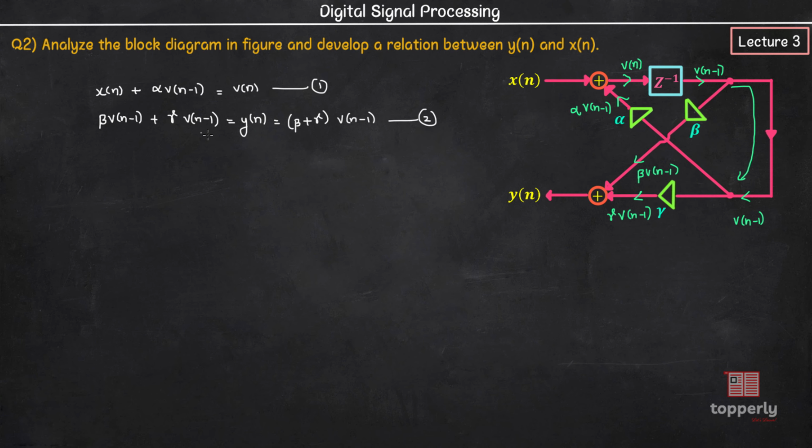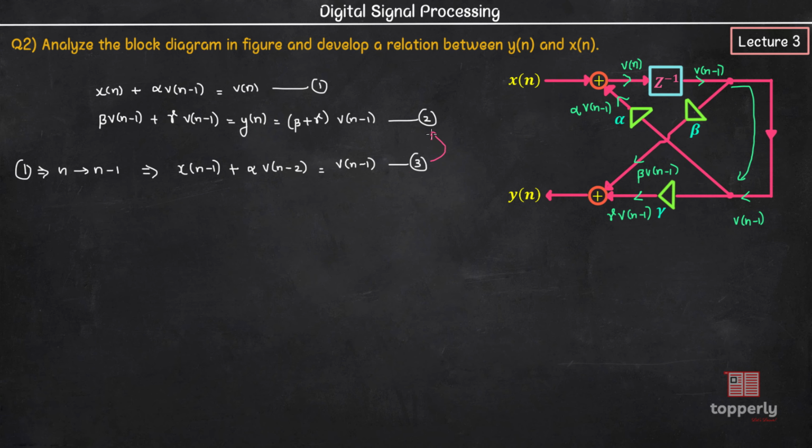Okay, so we have two equations containing x of n and y of n. Now we have to manipulate these two equations to obtain them only in terms of x of n and y of n. For that, let us delay the entire equation 1 by 1 unit. That is, in equation 1, we replace n with n minus 1, which gives us x of n minus 1 plus alpha into v of n minus 2 equal to v of n minus 1. Let us name it as equation number 3.